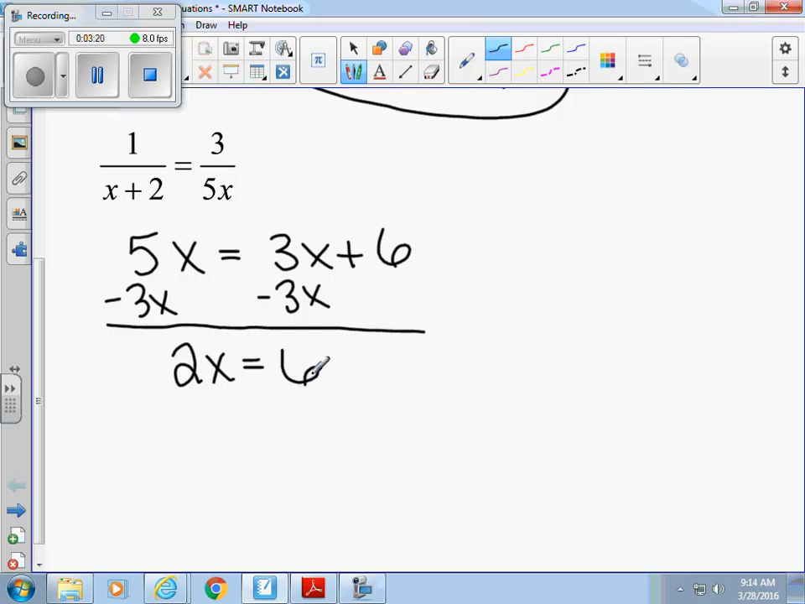And last step, divide by 2. And I get x's. What should I do with that? X equals 3. Plug it in and check. 1/3 plus 2 is 1/5, right? And 3/15 is also 1/5. Good job. All right, any questions about those?